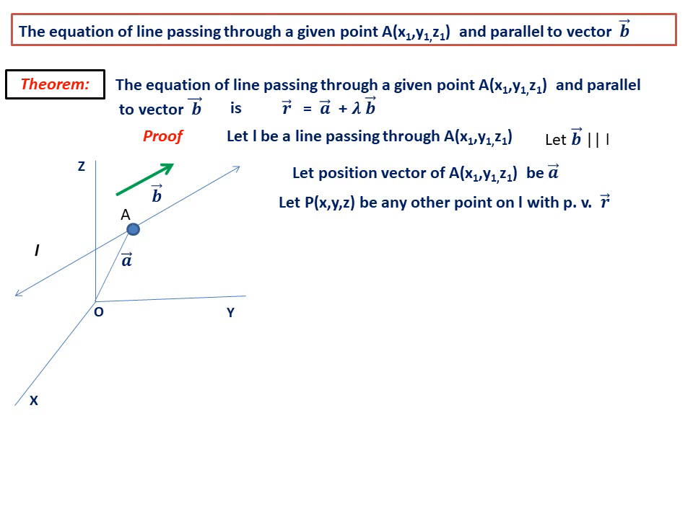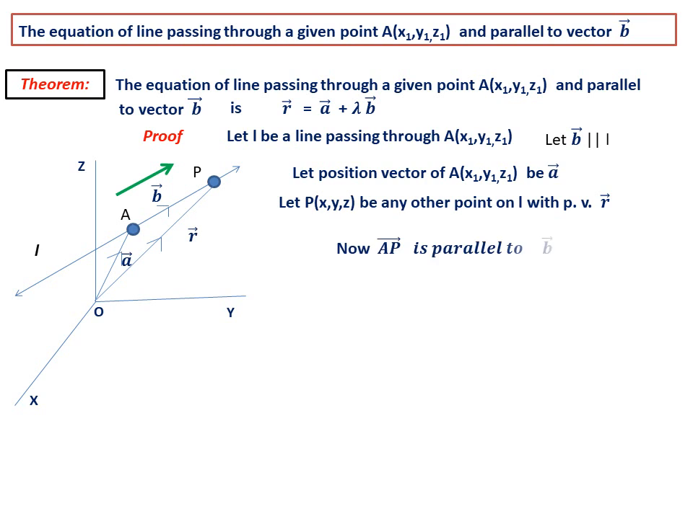Now what we have to do is, let us take one more point P, x, y, z, which is on the same line anywhere. It is other than A, and with position vector R. So this point P is the point whose position vector is R. So let us join now OA and OP.